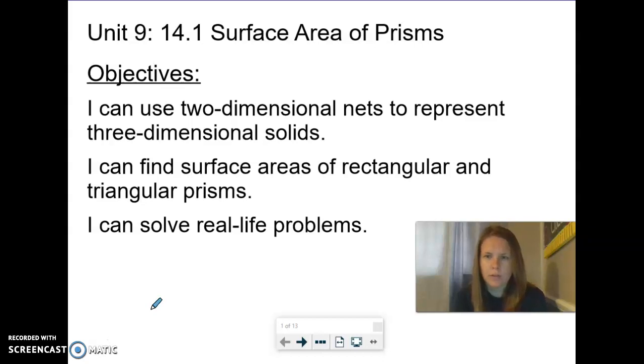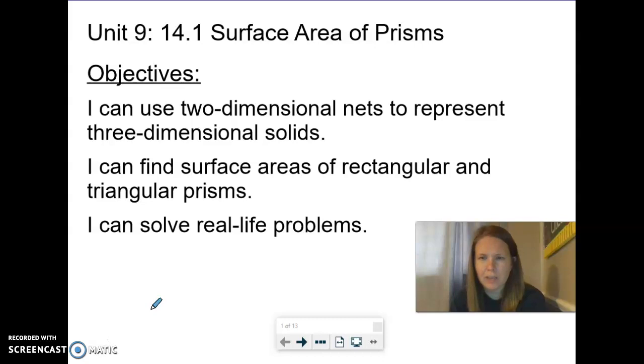Okay, so we've got two different lessons on surface area. I believe this should be somewhat of a review from last year, and then you've got two lessons on volume. So we've got three different icons. One of them says I can use two-dimensional nets to represent three-dimensional solids. Nets are when you take basically a shape and you decide to open it up and you make it a 2D object, okay? But it's still representing that three-dimensional shape.